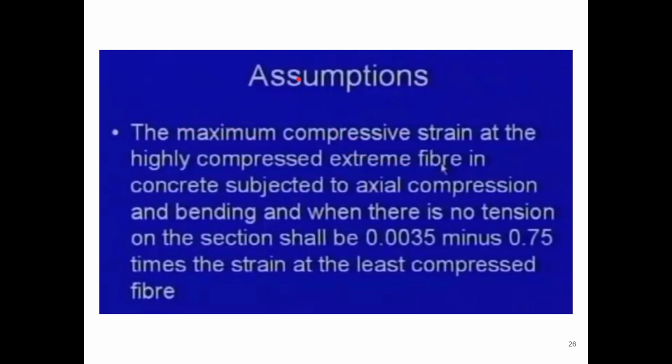So a few assumptions are different from the other case, which is the case we designed in beams. One case which is different is the maximum compressive strain at the highly compressed extreme fiber in concrete subjected to axial compression and bending, when there is no tension on the section. It shall be 0.0035 minus 0.75 times the strain at the least compressed fiber. Generally the maximum compressive strain at the outermost fiber is 0.0035, right?